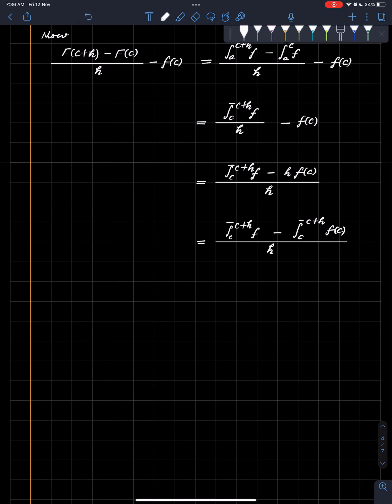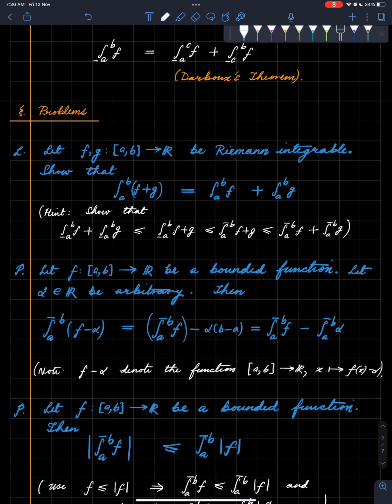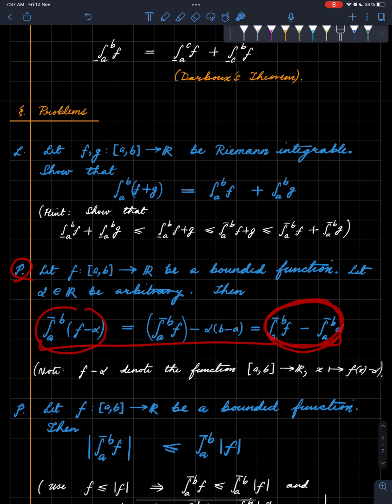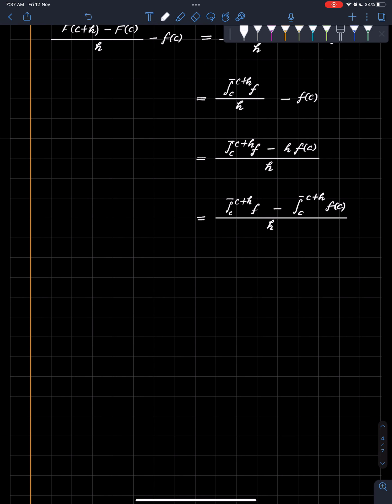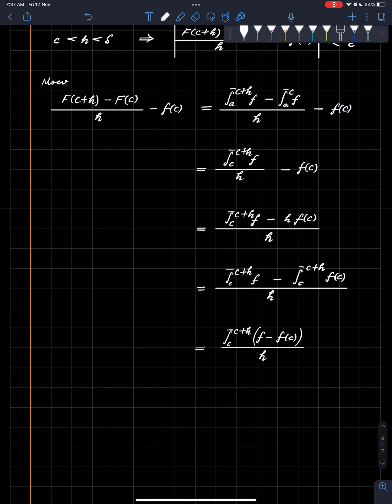So we have that. But now we will use that third problem. Or was it the second problem? It was the second problem, this one. So we will use this problem to basically write that quantity as this quantity. So using that problem, what we get is that this thing is equal to the integral from c to c plus h of f minus f of c, that function, divided by h. Okay, so we have some kind of a little bit better handle on this.